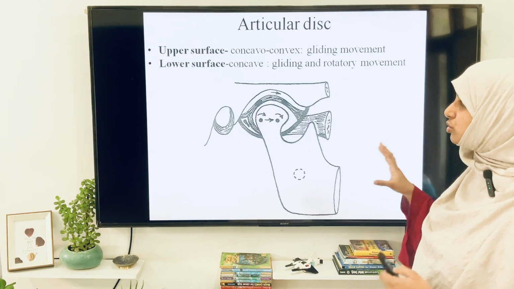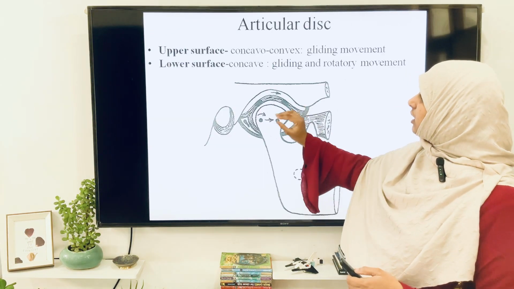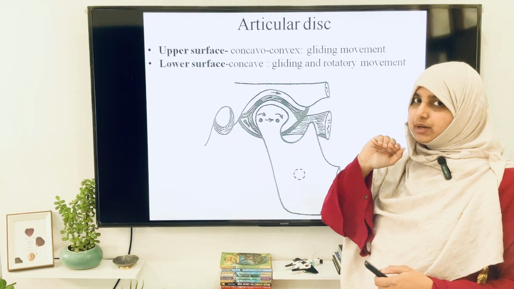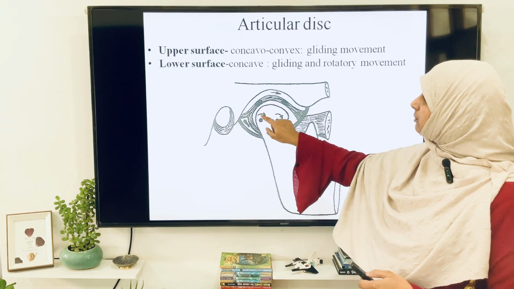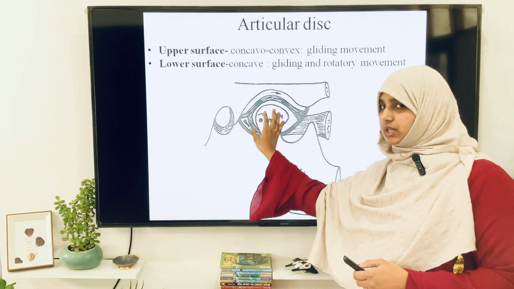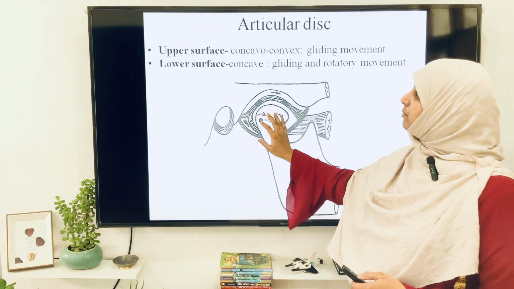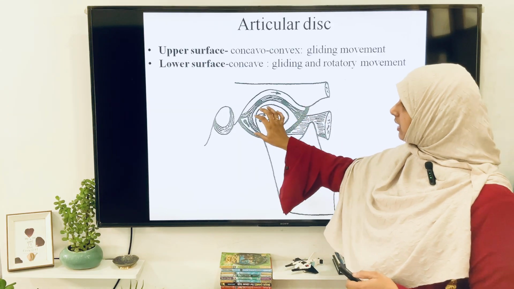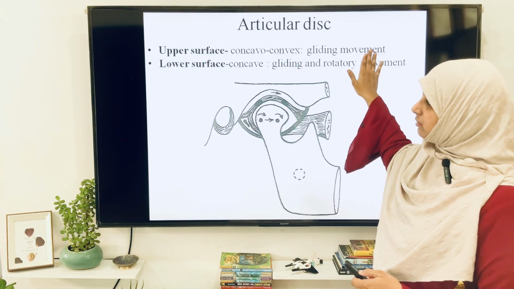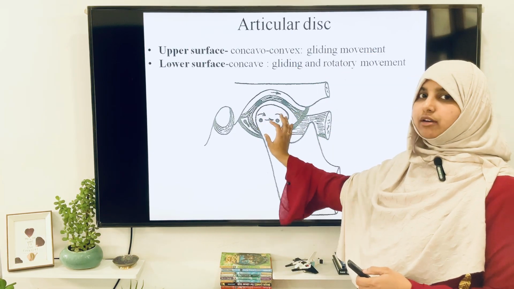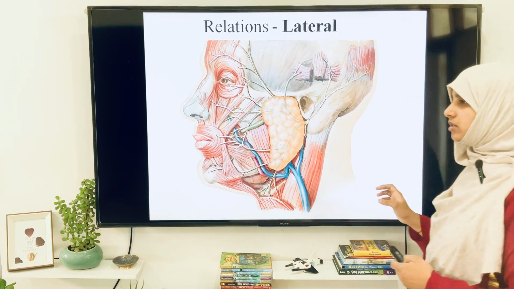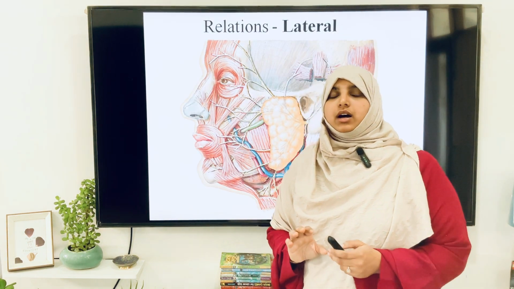And why do we have these two compartments? Because in the upper compartment there is going to be only simple gliding movement happening. Whereas in the lower compartment, because we have the head of the mandible associated with it, there is going to be a little bit of rotation movement happening here, and gliding movement will happen here as well. So in the upper compartment there are going to be gliding movements, whereas the lower compartment is going to have both gliding and rotating movements. Okay, so this is regarding the articular disc.